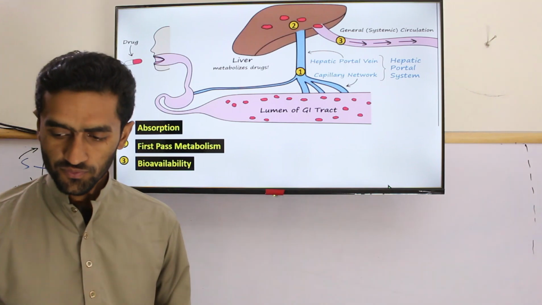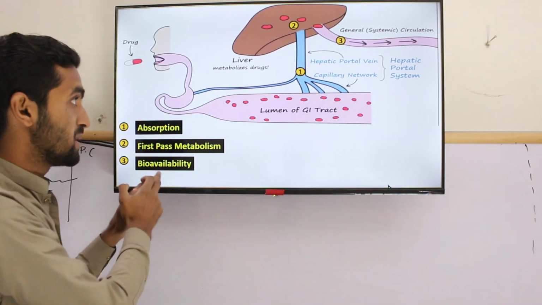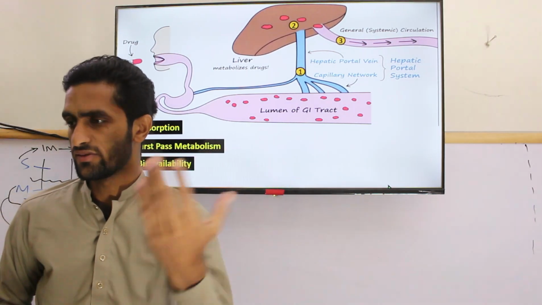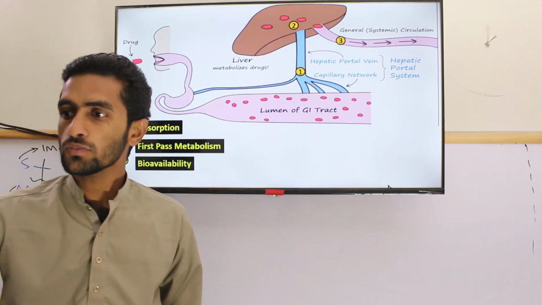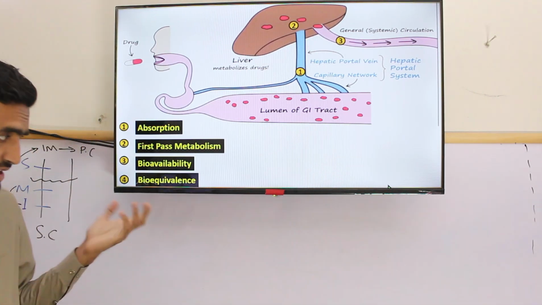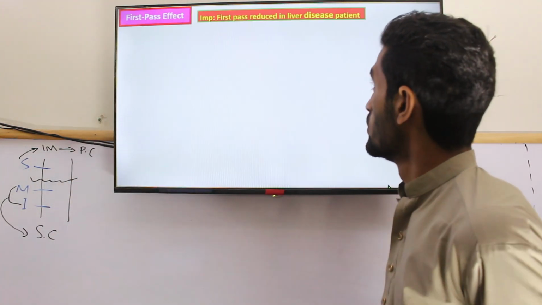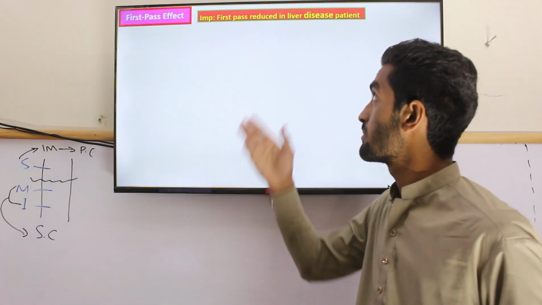So these are the terms. I will cover these two terms, first pass and bioavailability, then go for the absorption because it's very straightforward, like your physiology. Okay, it's very straightforward, no confusion. Now, move to the first pass metabolism. First pass metabolism by the liver.